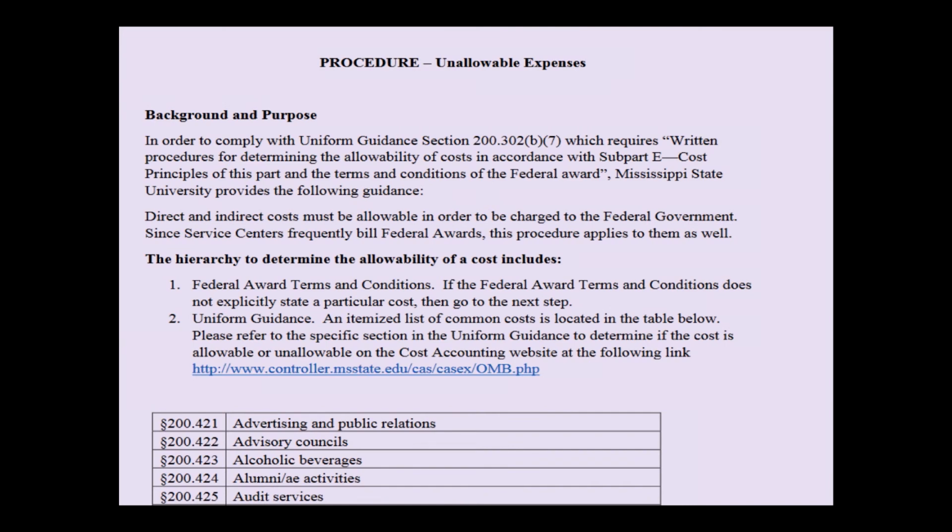Uniform guidance requires written procedures for determining the allowability of costs in accordance with Subpart E, cost principles of this part, and the terms and conditions of the federal award. This procedure basically restates the costs identified in the uniform guidance and whether they are allowable or unallowable. The award's terms and conditions would prevail regarding if a cost is allowable or unallowable. If the cost is not identified in the award's terms and conditions, then uniform guidance would prevail. Some examples of unallowable costs would be alcoholic beverages and entertainment costs, i.e. football tickets.